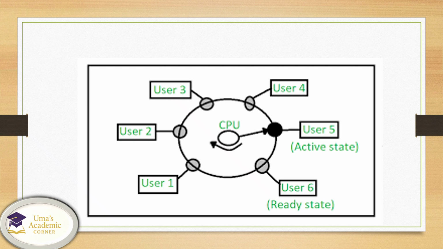Whether the program has been executed or not, it has to give the CPU to user 6, which is ready to accept the CPU. So like this, users 1, 2, 3, 4, 5 and 6 will be given a time slice. Within the time slice, the programmer can execute the program. Either they can complete the program or they can continue in the next slot when they get the CPU.